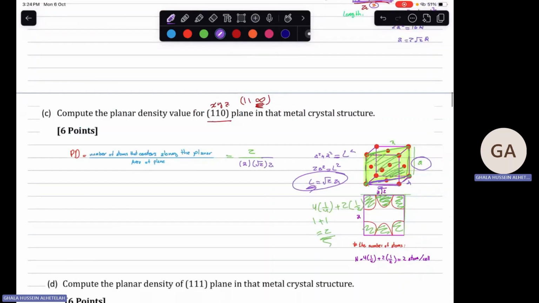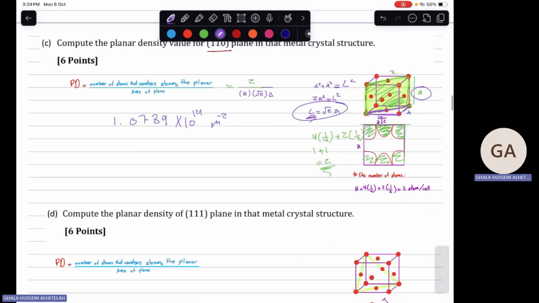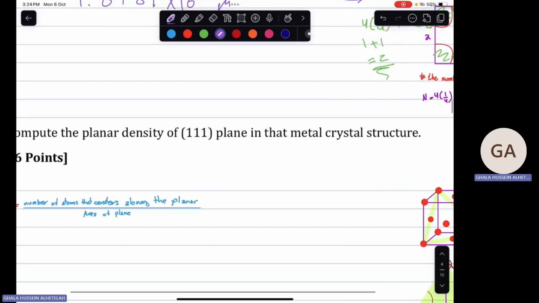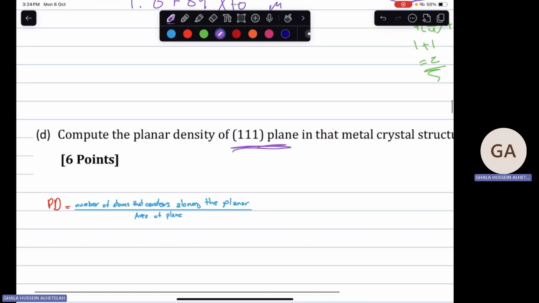Do we know a? Yes, we know it. Just plug in the numbers and you are going to find that it is equal to 1.0789 multiplied by 10 to the power 19 per meter squared. Okay, let's go to the other part, which gives us another plane.